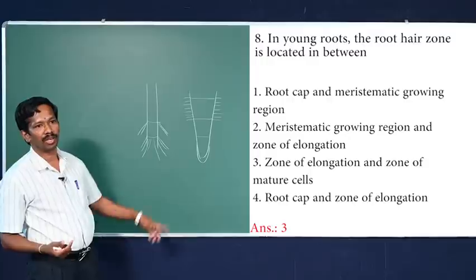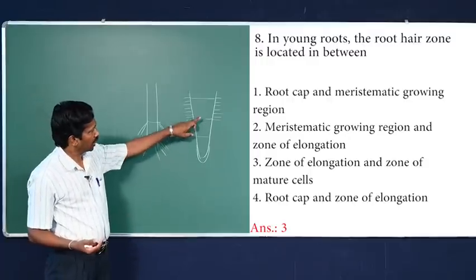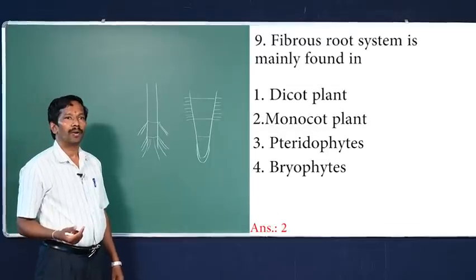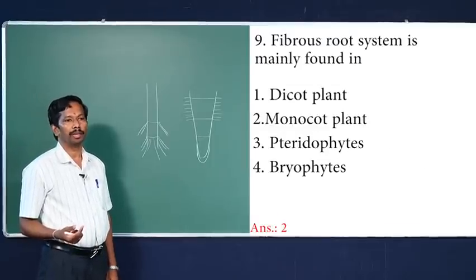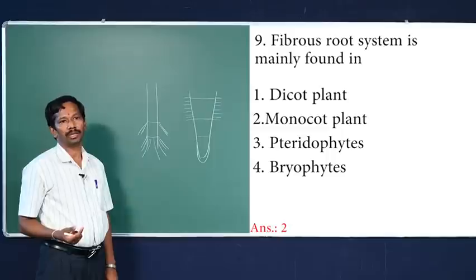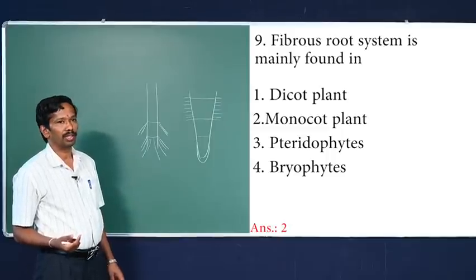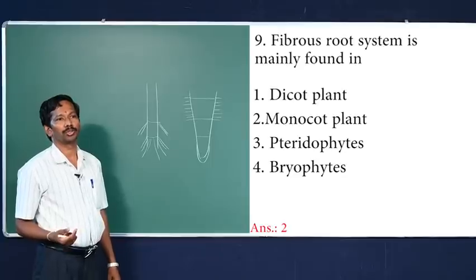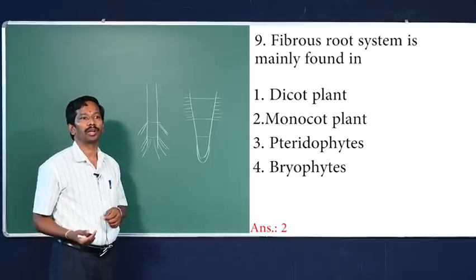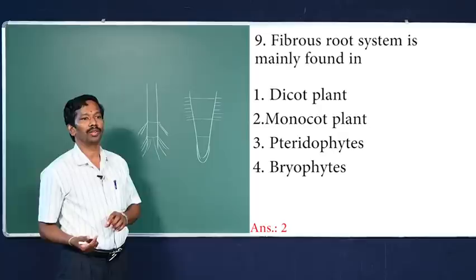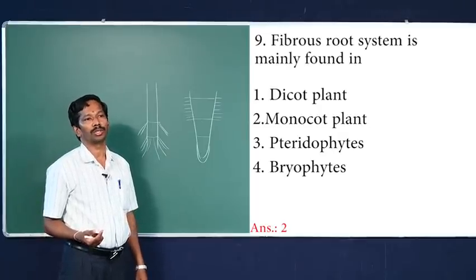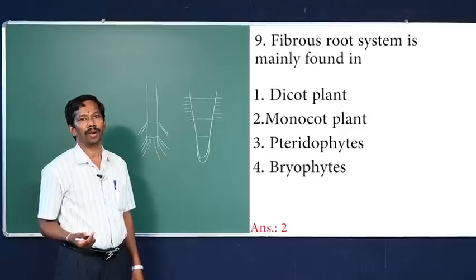Hence option it is 3. Between the zone of elongation and the zone of maturation, you can find the presence of root hairs. Fibrous root system is mainly found, as already mentioned, in monocots. There is a bunch of roots at the basal portions of the plant body, because the primary root dies off and that gives rise to a bunch of roots. Hence the answer is monocot plant, when compared to the other options, that is dicot plant, pteridophyte, bryophyte.